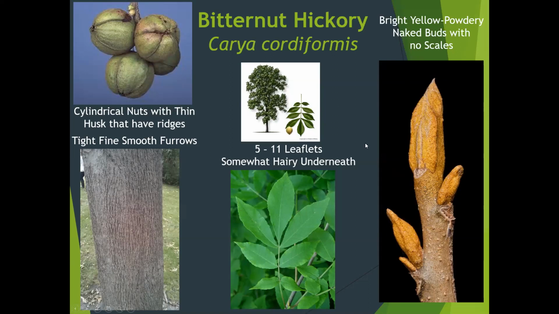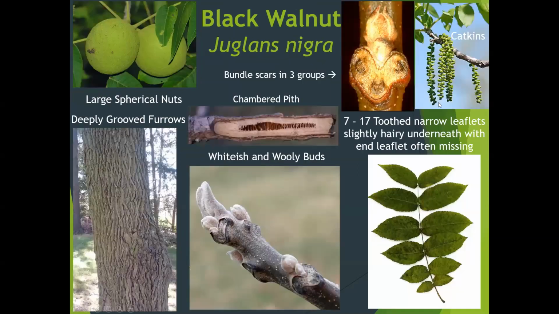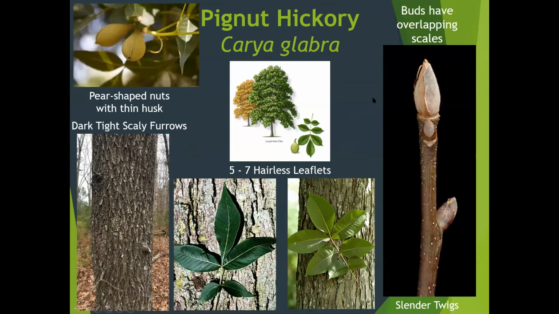And now moving on to the pignut hickory. Really quick, we'll go over the buds on the right. They have overlapping scales, and their twigs are much more slender than the shagbark hickory, but they also lack that large bract that surrounds the terminal bud. So that's the easy way to tell the difference between the shagbark hickory and the pignut hickory. Oh, you got to go back a slide. Oh, there we go.